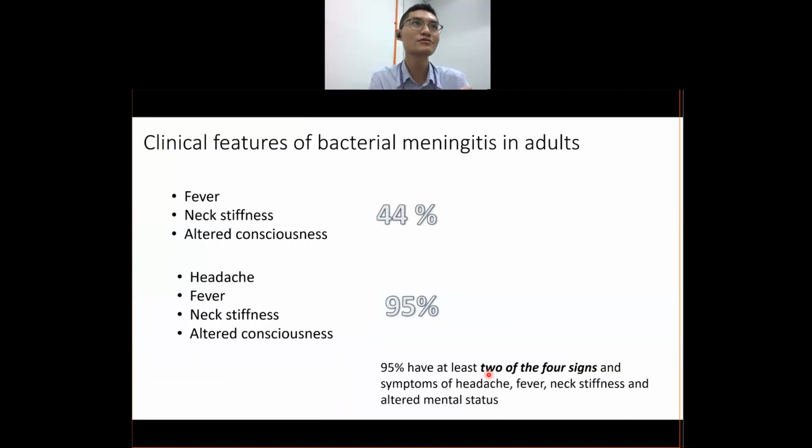The clinical features of bacterial meningitis in adults that you need to know include headache, fever, neck stiffness, and altered consciousness. If your patient fulfills four of these cardinal symptoms, it is very likely, almost 95%, that your patient is having meningitis or encephalitis of the central nervous system. So look hard for all these clinical signs.